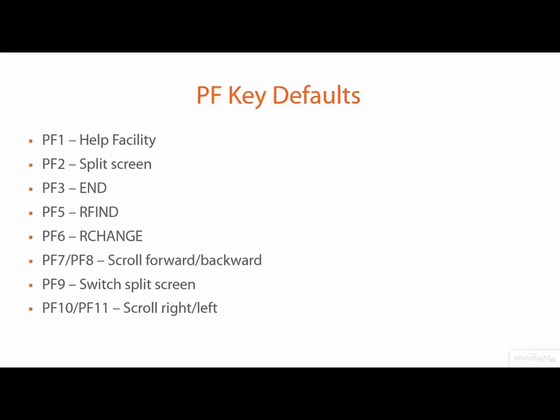PF5 is used to find items or to repeat find. PF6 is if we are locating an item and wanting to change it, we can use the PF6 for a repeat change. PF7 and 8 are commands intended to scroll forward and scroll backwards on a screen. PF9 allows me to swap between the displays that I've split in my PF2 key, and PF10 and 11 are used to scroll right and left.